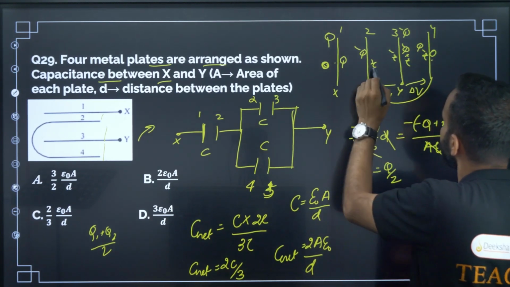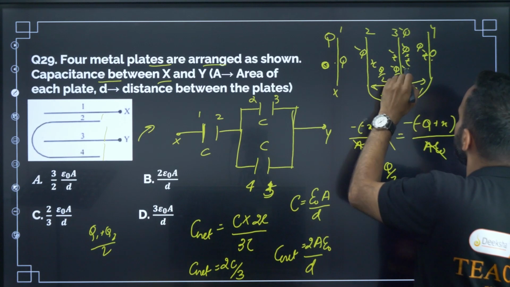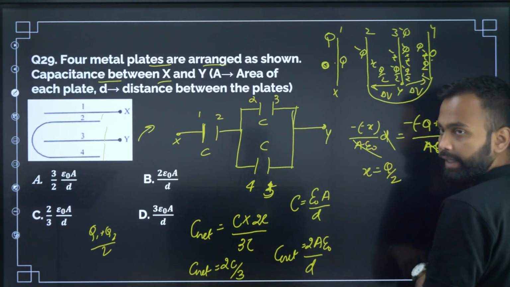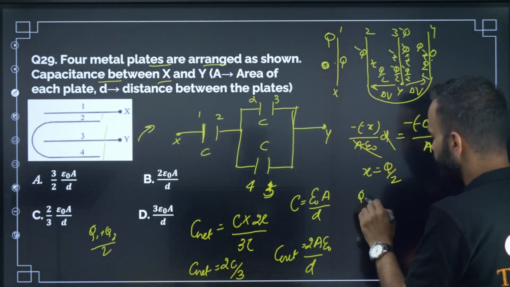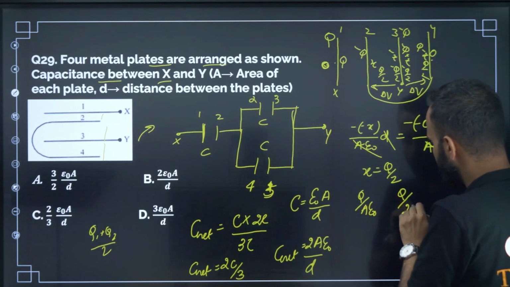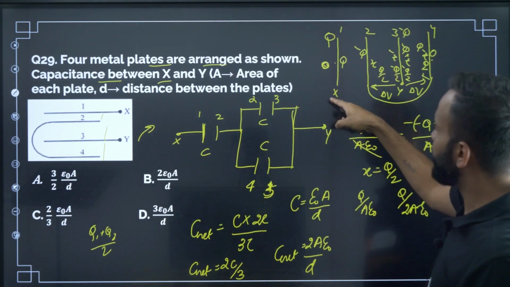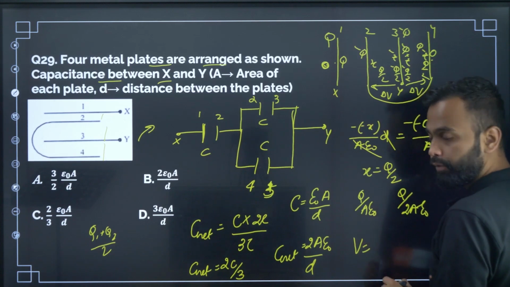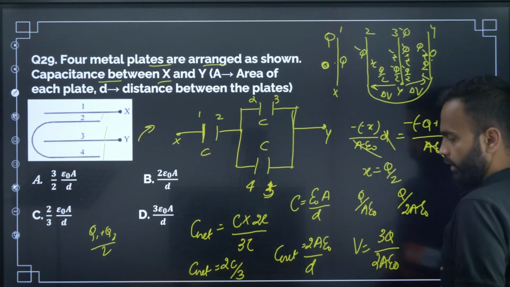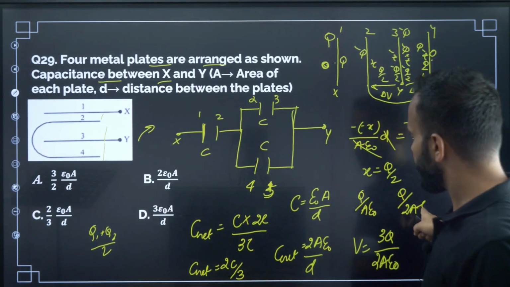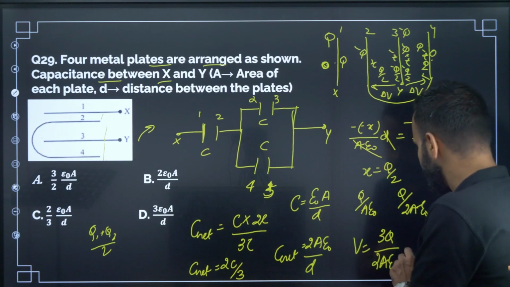X equals Q by 2, here minus Q by 2, right? So this will be minus Q by 2 and Q by 2. So now find the electric field. Electric field between these two plates will be Q divided by A epsilon naught. Here this will be Q divided by 2A epsilon naught. Now what is the potential difference between X and Y? So that will be V, which is equal to 3Q divided by 2A epsilon naught into D, since potential is Q divided by A epsilon naught into D here, and Q divided by 2A epsilon naught into D here. The distance between each plate is the same, right?